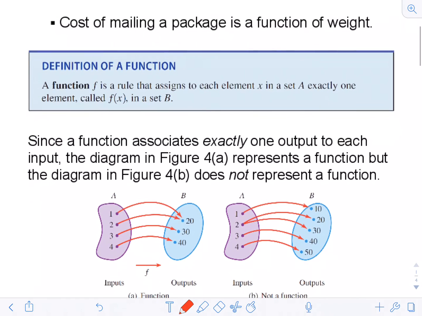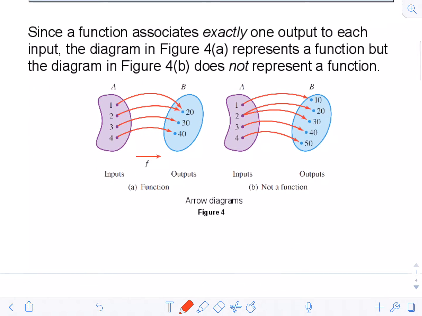So a function, you can have something like in this one here on the left, where you have an x value going into 20, that's fine. Another x value going into 20, that's okay as well. But it's not okay to have 2 going to 20 and 2 going to 30. Basically that means you have 2 points on top of each other, and it's not going to pass the vertical line test, which we've talked about again in class.